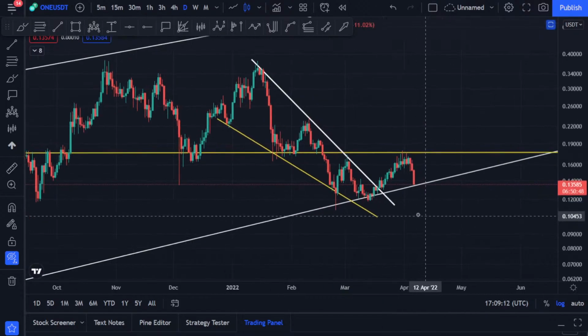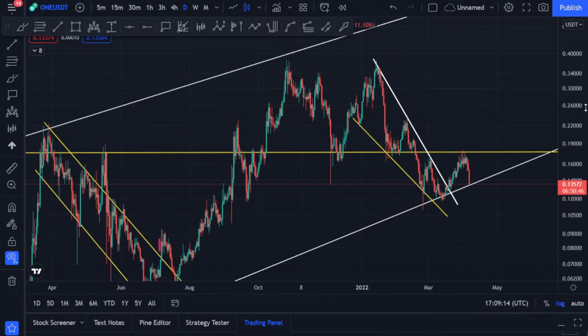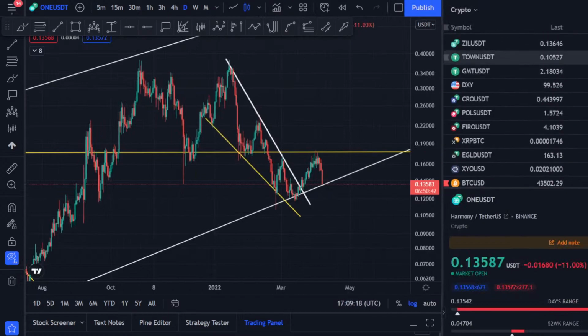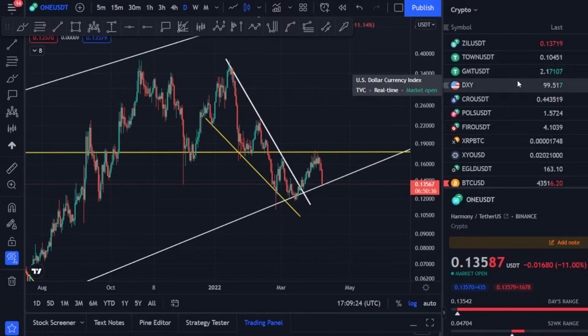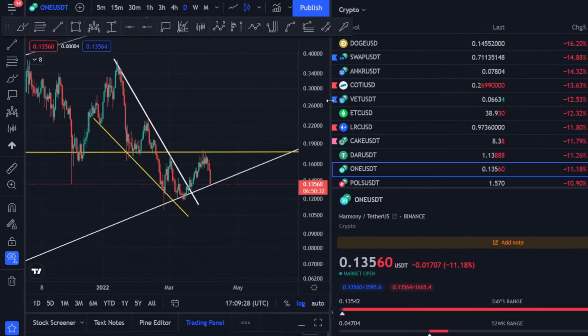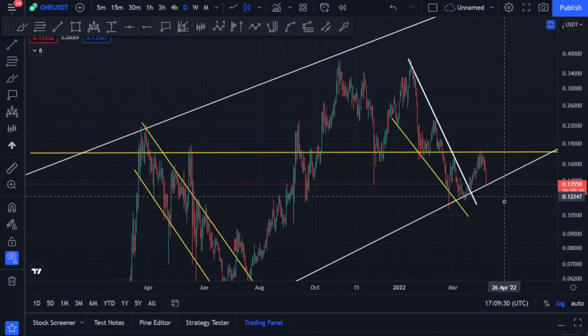Keep this in your mind that with Harmony1 at the moment, because of Bitcoin, everything is going towards the downside. The whole market is in red. You can just take a look over here. The whole market is in red besides only certain coins. I hope you saw that.